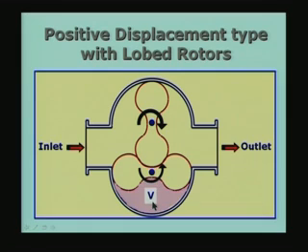Therefore, by knowing the volume and the number of rotations performed per second, all I have to do is measure the rotational speed of the rotor. I will be able to find out the volumetric flow rate, dividing the volume by the time it takes for this to be taken from this side to this side. So this is positive displacement.